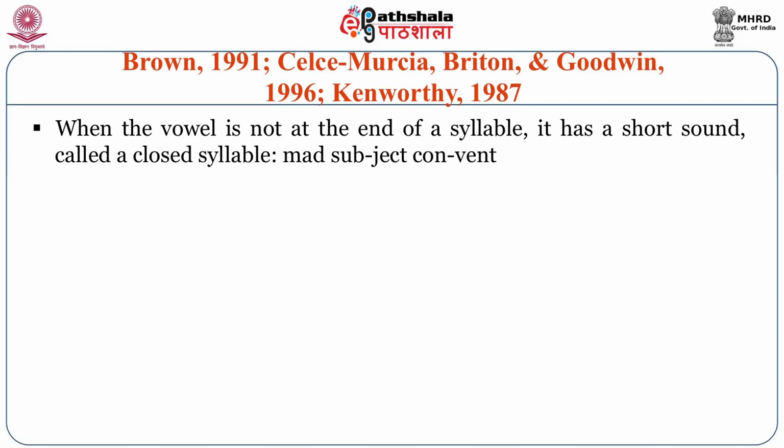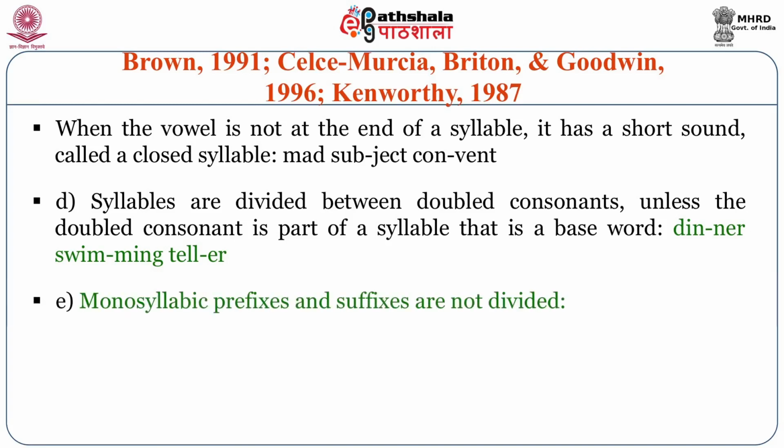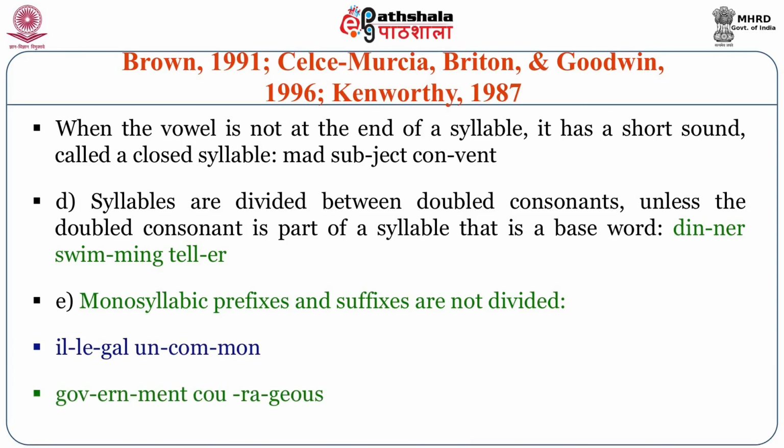When the vowel is not at the end of a syllable, it has a short sound, called a closed syllable: mad, subject, convent. Syllables are divided between doubled consonants unless the doubled consonant is part of a base word: dinner, swimming, teller. Monosyllabic prefixes and suffixes are not divided, like illegal, uncommon, government, courageous.